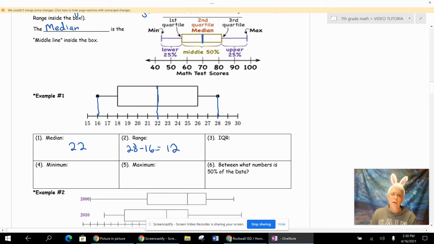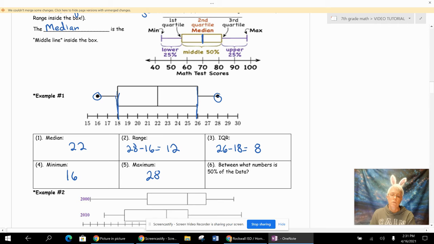The interquartile range. All right, so this time I'm going to look at the 26. In fact, let me just go ahead and erase some of these other lines so you don't get confused. So here's the interquartile range. Here's the highest number. Here's the lowest number. So that's 26 minus 18, which is 8. That is my interquartile range. The minimum is easy. It's right here. It's 16. The maximum right here, it's 28.